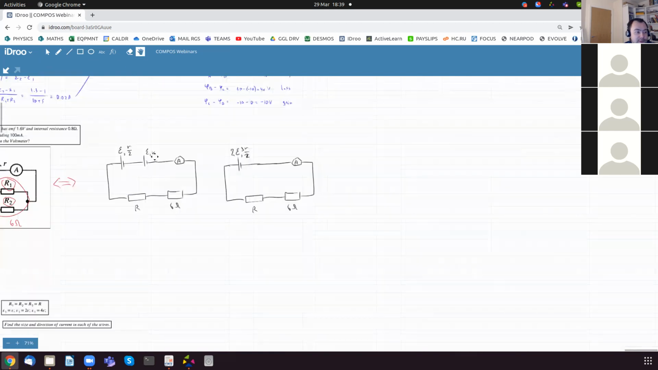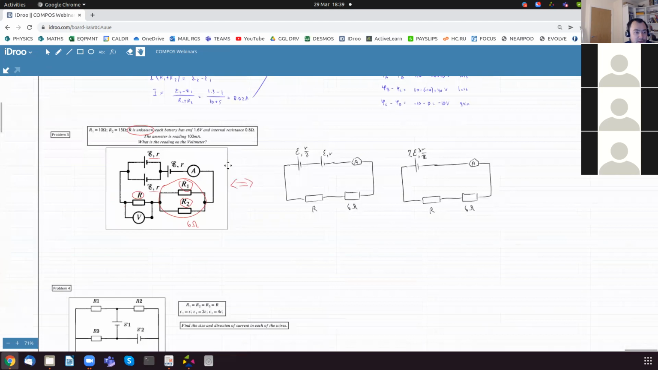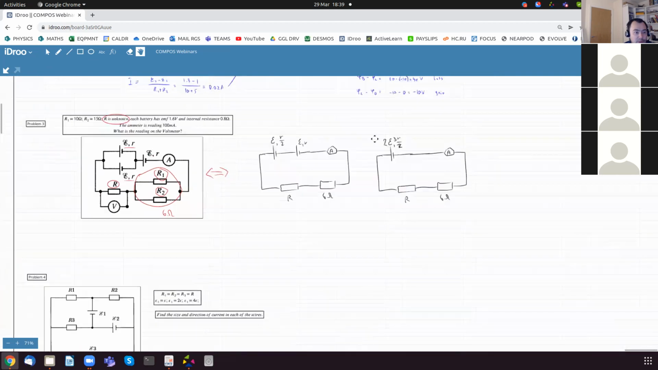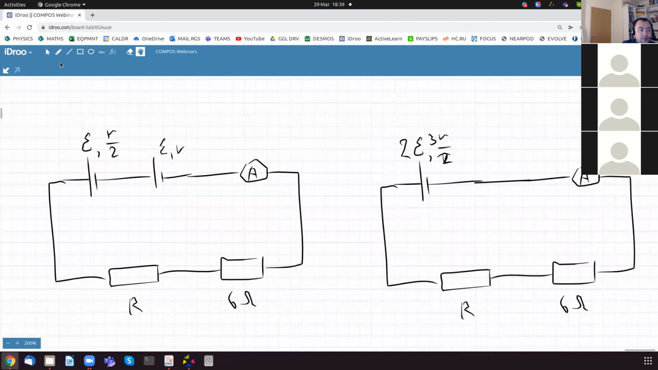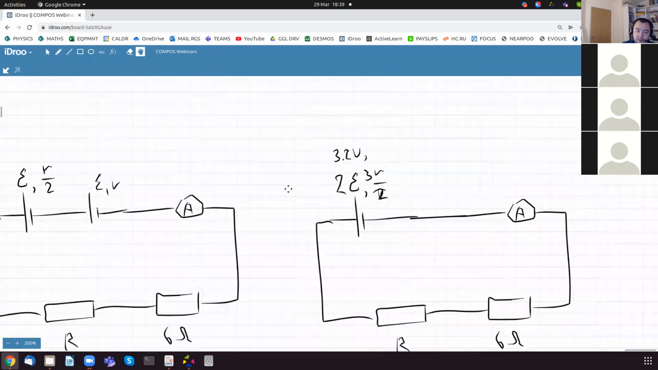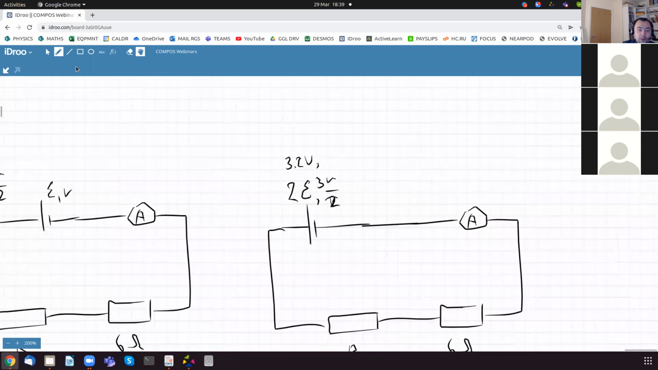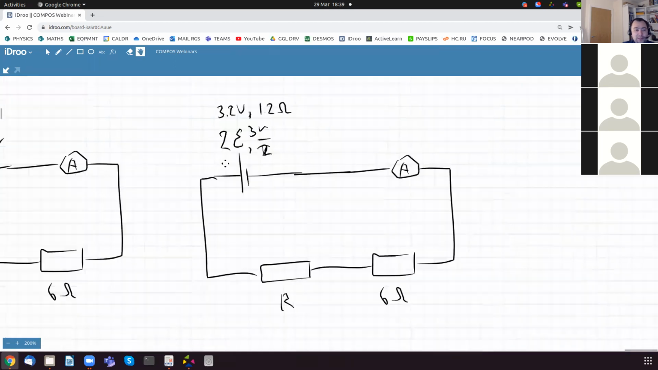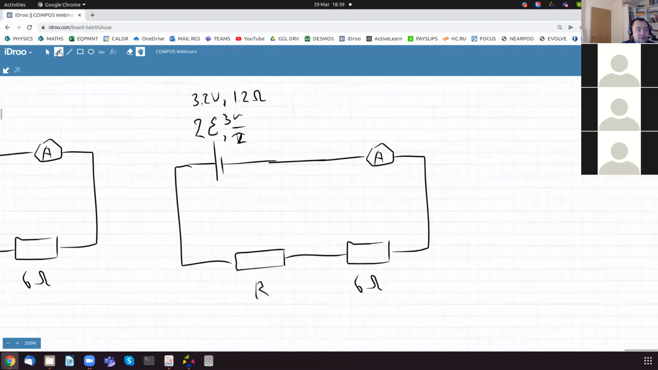EMF is 1.6. So this is going to be 2 times 1.6, it gives 3.2 volts. And the internal resistance, so internal resistance 0.8. So 3 times 0.8 divided by 2, that's going to be 1.2 ohms. So we've simplified our circuit very much. And now we just need to write down the equation.